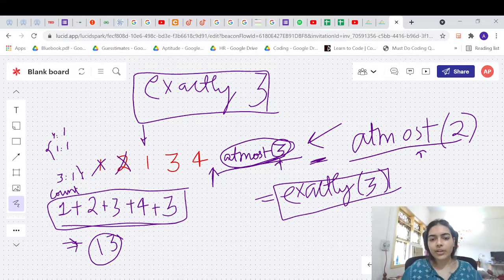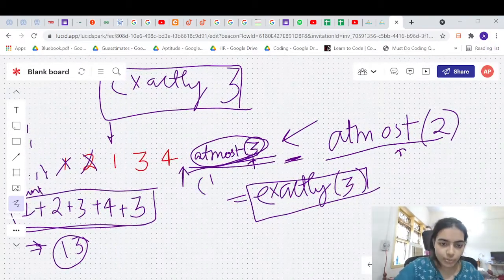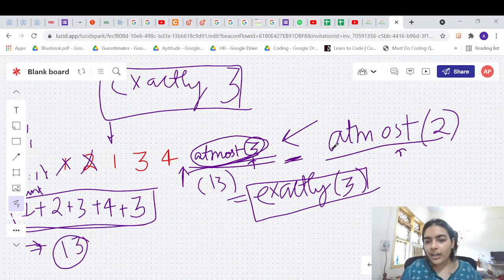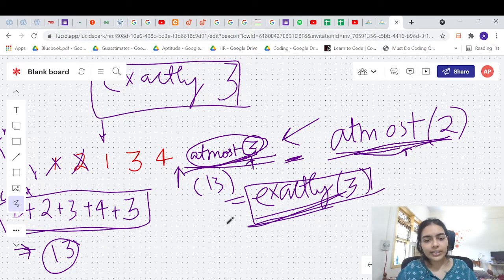distinct elements. Okay, so we have 13 subarrays which were having at most 3. We will try to find the number of subarrays which were having at most 2 integers. If we subtract that count from this, we will get the number of subarrays which are having exactly 3 distinct integers.